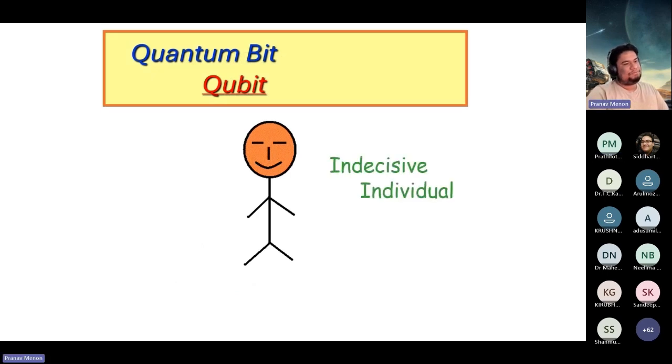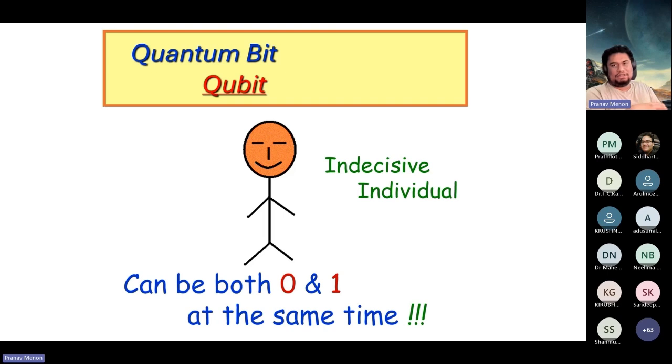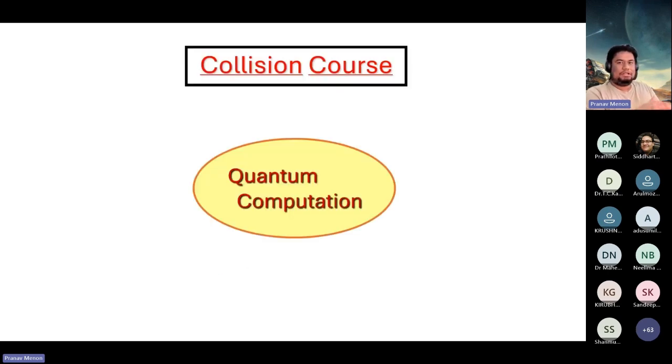Here, a qubit can be considered as an indecisive person. Again, going back to my example from the past slide, this indecisive person can be a zero or a one at the same time, and that's the main thing that you need to take away from the differentiation between a qubit and a Shannon bit.